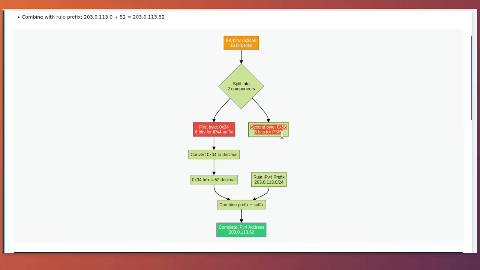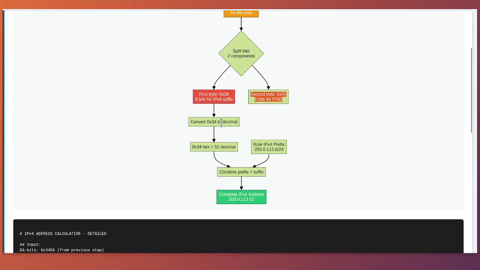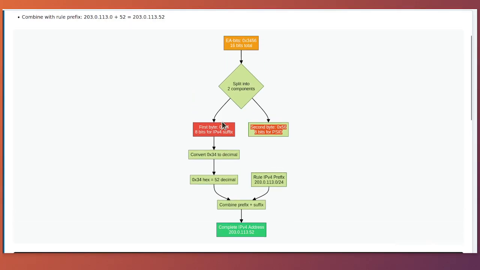The EA bits value 0x3456 is a 16-bit number that we can view as 2 bytes. In hexadecimal, we can write this as 0x34 followed by 0x56. The first byte, 0x34, represents the IPv4 suffix. The second byte, 0x56, represents the PSID.